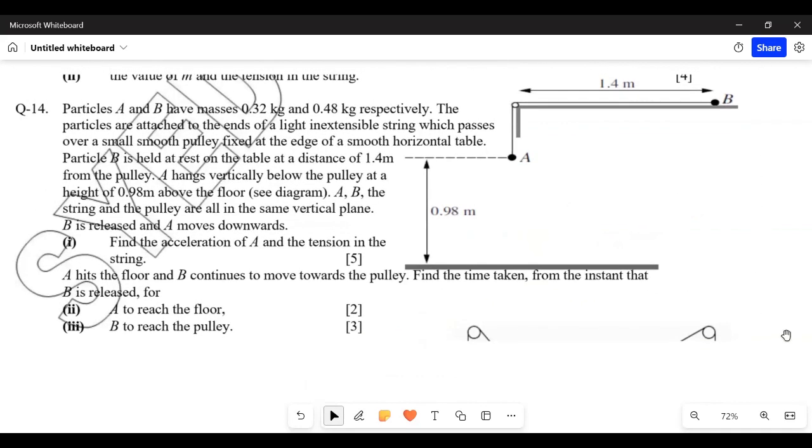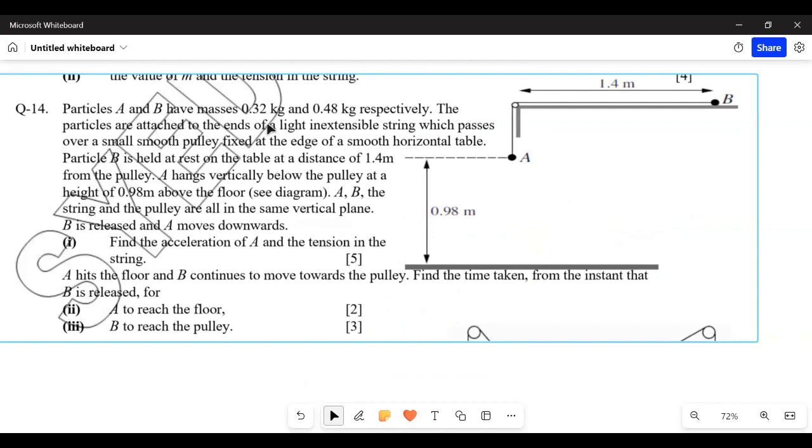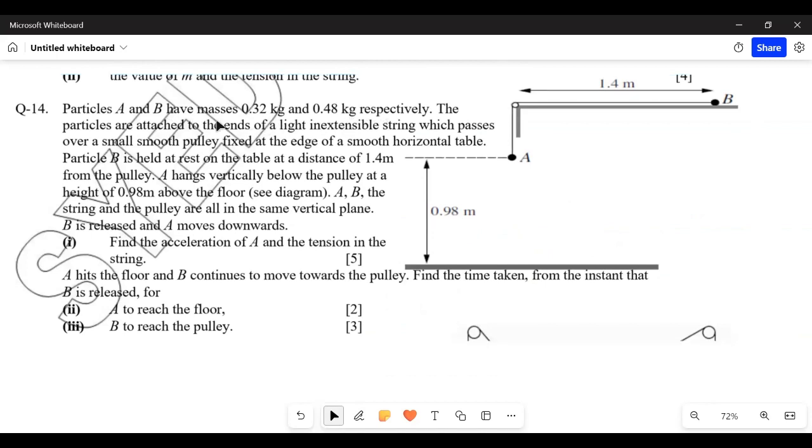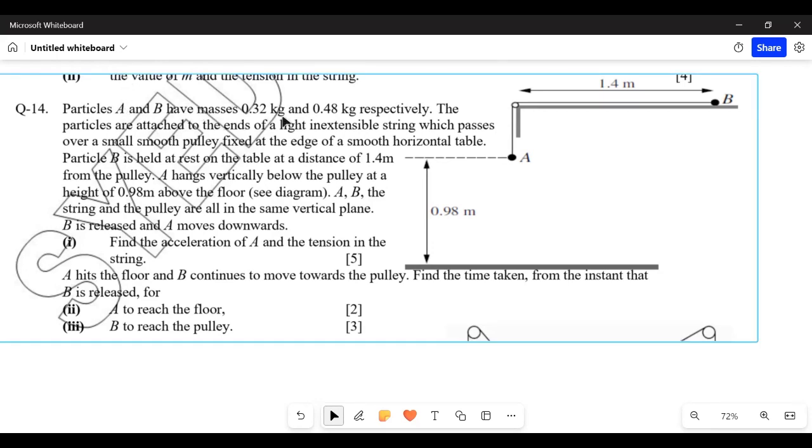Particle A and B have mass 0.32 kg and 0.48 kg respectively. Okay, particle A and B have mass 0.32 and 0.48.